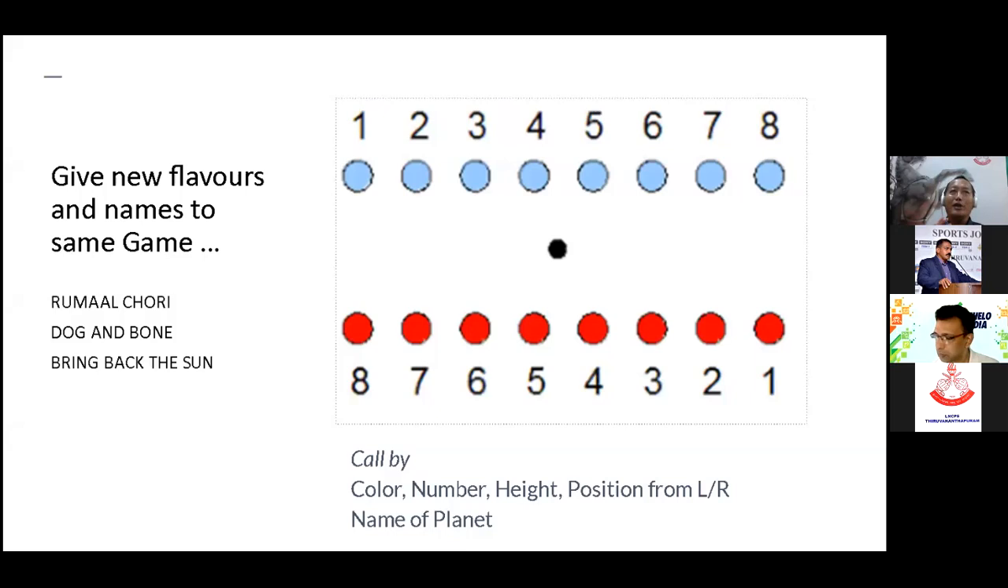And once you can explain such a thing to the student, you make the student understand it. For example, today they play this Rumal Chori or Dogs and the Bones game. The same game, tomorrow you just put a new name. For example, like we have listed, Bring Back the Sun. Let's say the Rumal is the sun, and then Bring Back the Sun. We are going to call this Dog and the Bone game Bring Back the Sun.